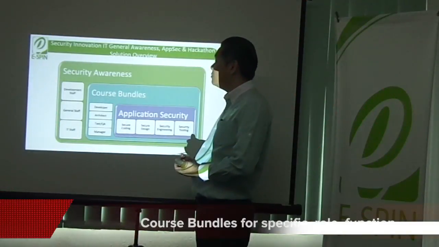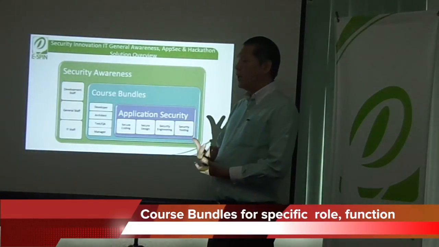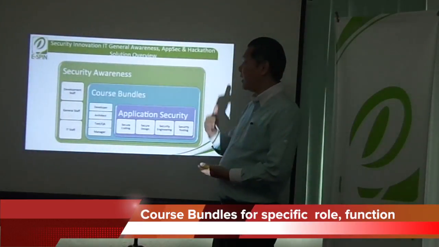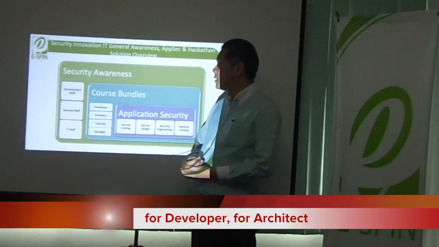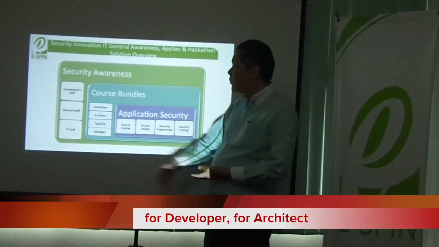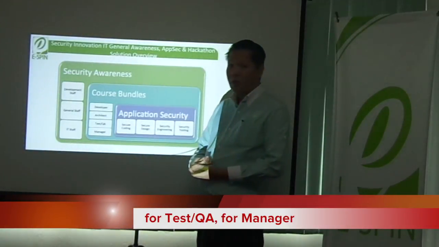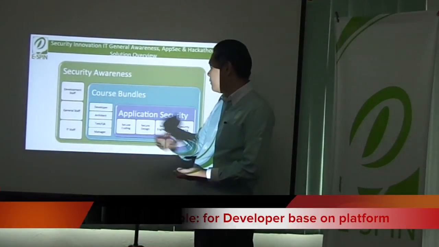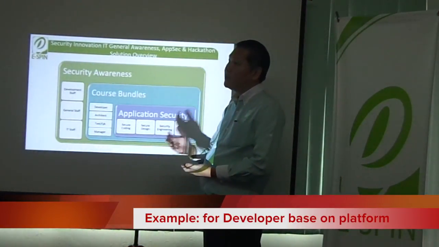Then the content table will need to be adjusted accordingly. From the 100-plus courses, that can be done as a grouping. Instead of consuming one course at a time, you can do it as a bundle by track. For instance, those that are specifically targeted for the developer, architect, test and QA people, or the manager.